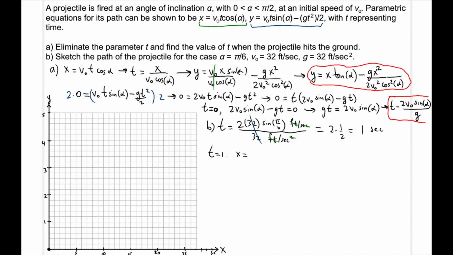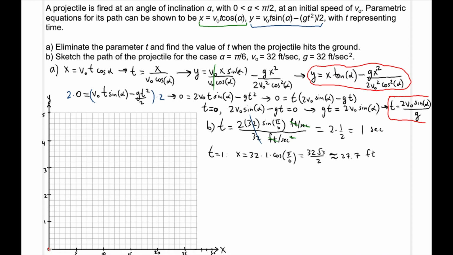So x will be what? x will be 32, the initial speed, times 1, times cosine of pi over 6. All right, so that basically gives you 32 cosine pi over 6, the radical 3 over 2, so 32 radical 3 over 2. So that's when the projectile hits the ground, right? Because t is equal to 1. So let's go ahead and label that in.